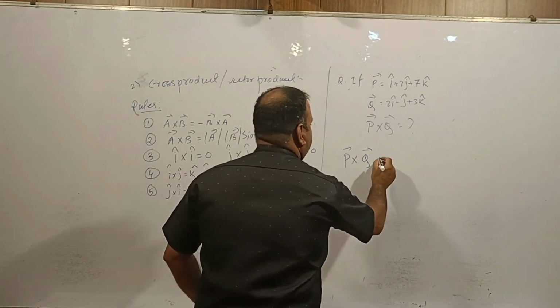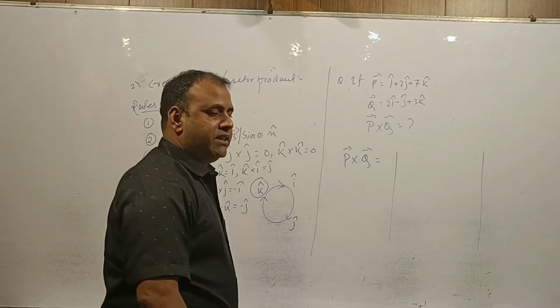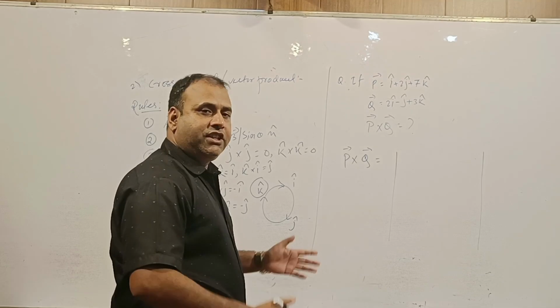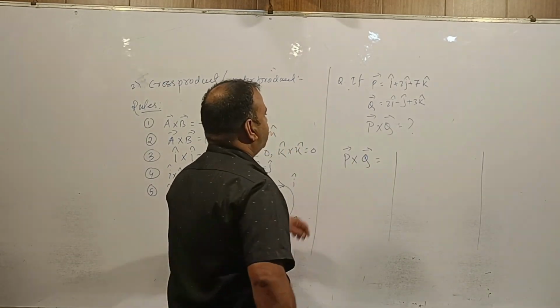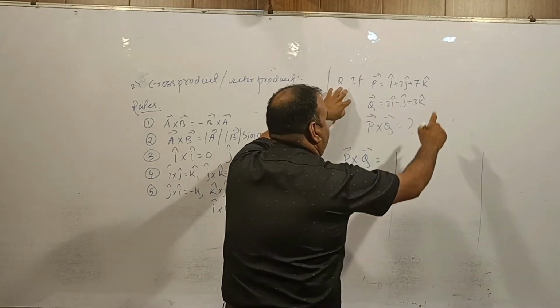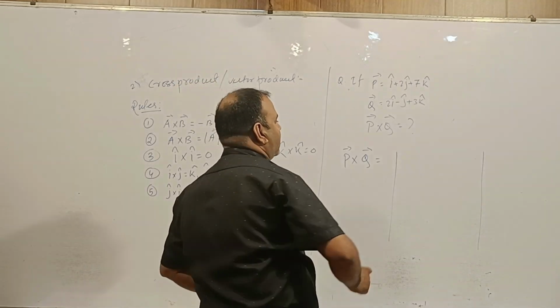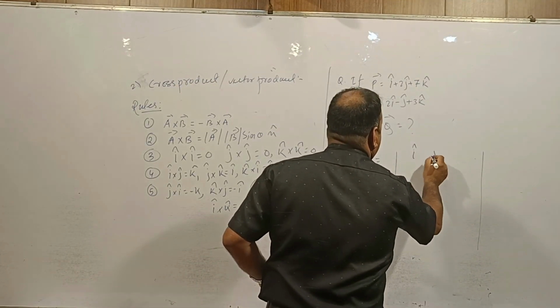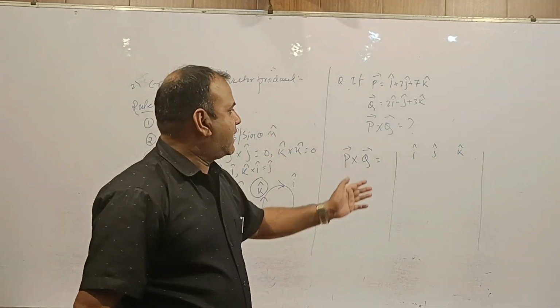You just give one determinant symbol. This is like a modulus symbol or determinant symbol. So first you see P cross Q. So you just come to P. P is here. So first you see the unit vectors. I have used three unit vectors, i cap, j cap and k cap, here. So it will be i cap, j cap and k cap that I have mentioned.